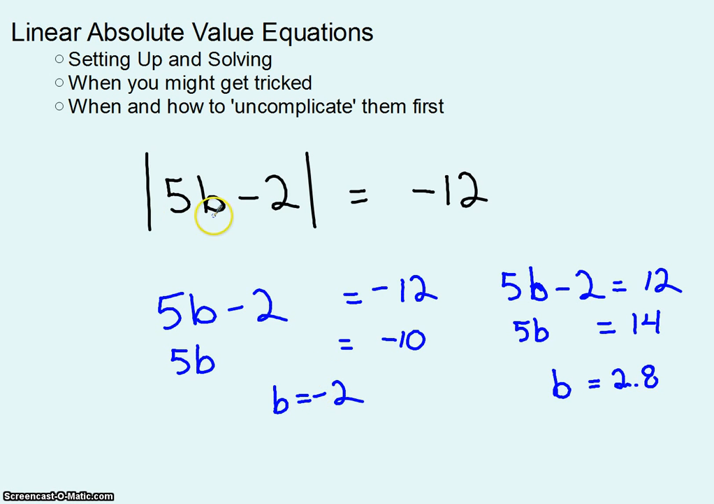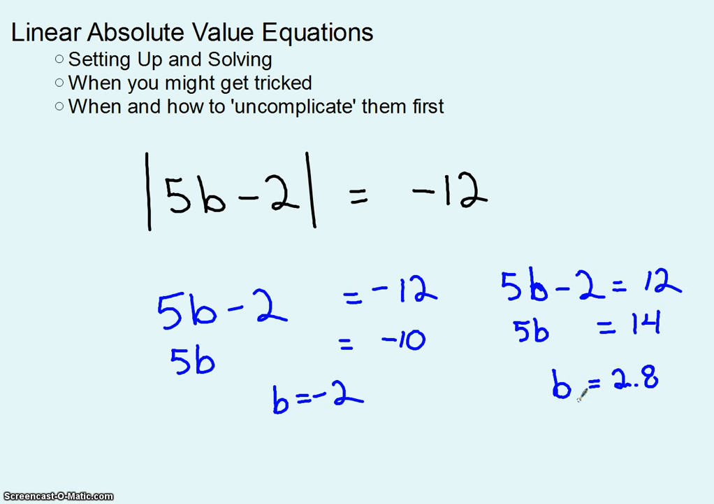5 times negative 2 is negative 10. Minus 2 is negative 12. Take the absolute value of negative 12, you get 12. And wait, we were supposed to get negative 12. So this one didn't work. So it doesn't matter if this one works or not. This one didn't. Something's wrong.